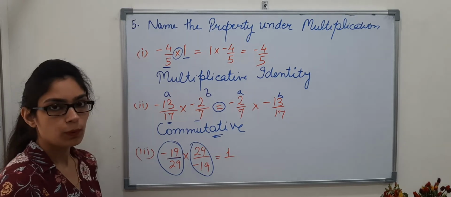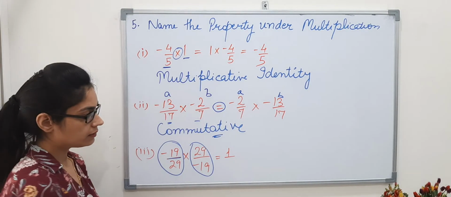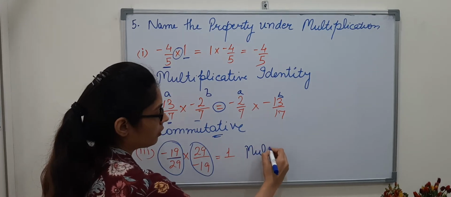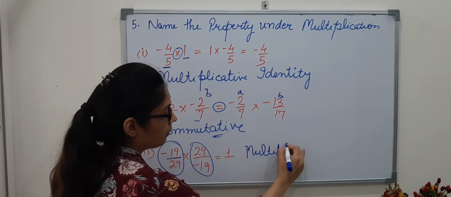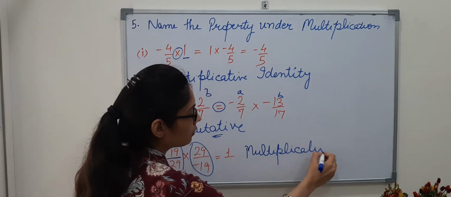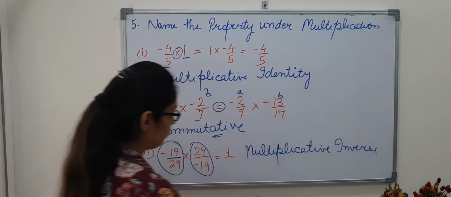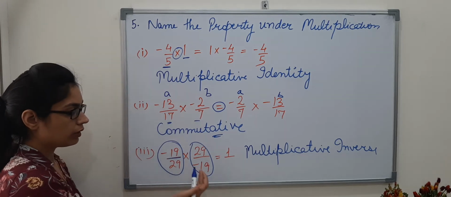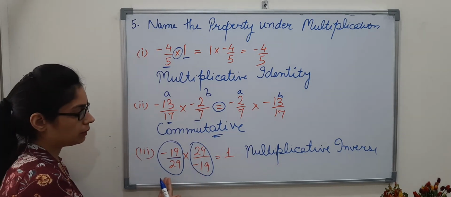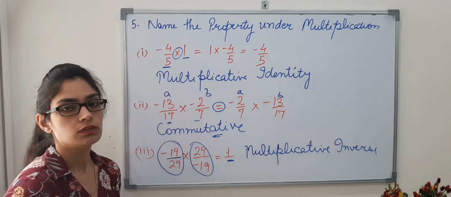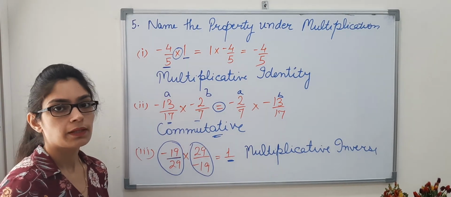So what is this property? Yes, this is multiplicative inverse, or I can say reciprocal of a number. So when the multiplicative inverse and the original number are multiplied, we are getting 1 as our answer. In the last question also we have discussed the same thing.